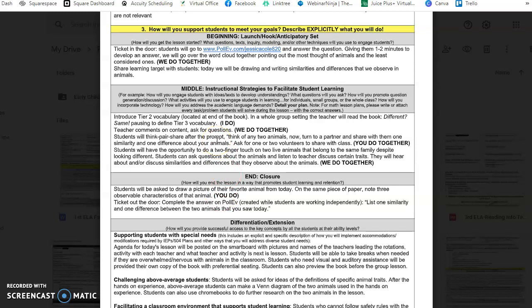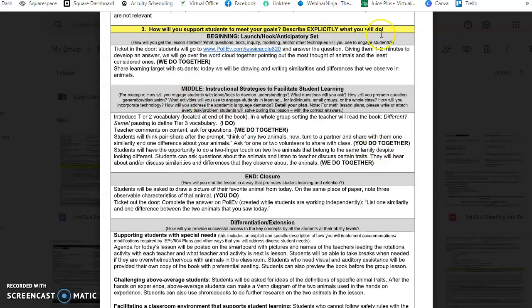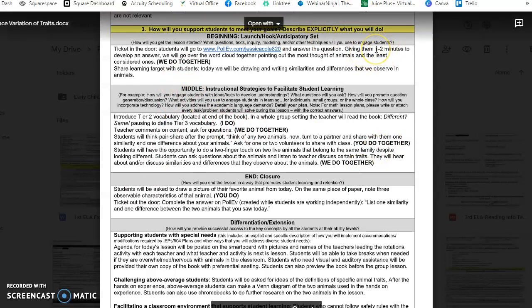So if you have any questions about what that should look like, the key things are making sure that you're sharing the learning target in the beginning and revisiting it at the end so students can self-assess, that you are labeling what part of gradual release you're in at each point of your lesson, and then giving the amount of time you think each portion should take.